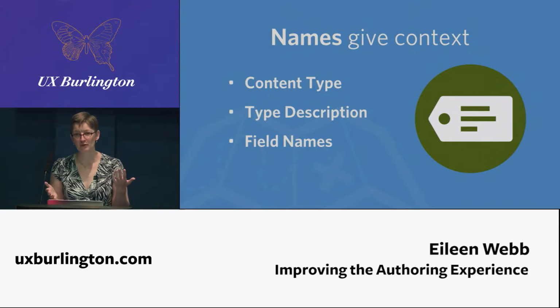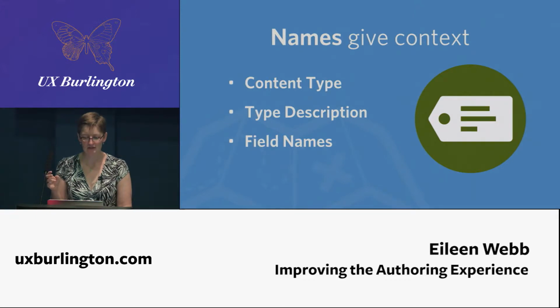And then lastly, we've got field names. It can feel a little redundant, but replacing the generic field names like title and body in a CMS with things like event name and event description helps give the author a sense of place. It helps orient them, give them context, and it just helps remind them which content belongs where.